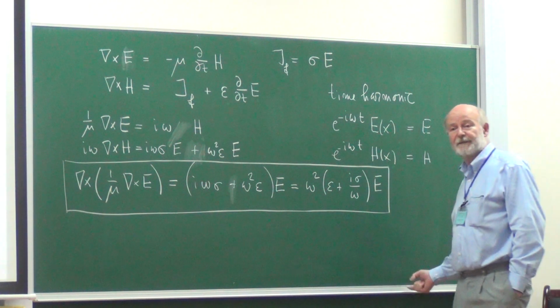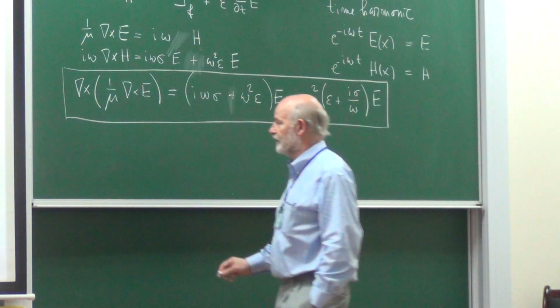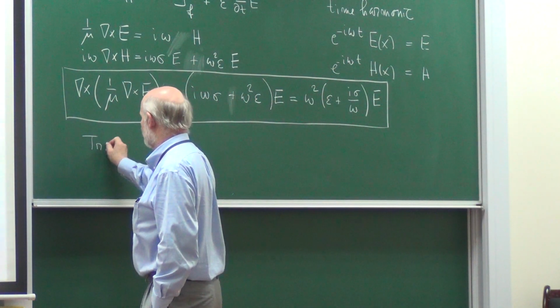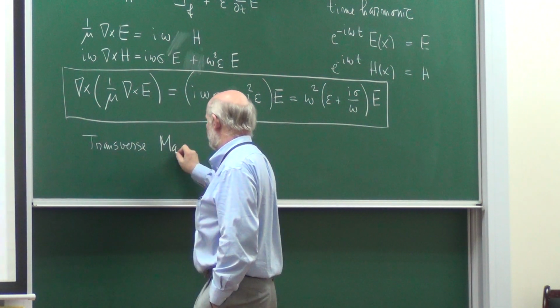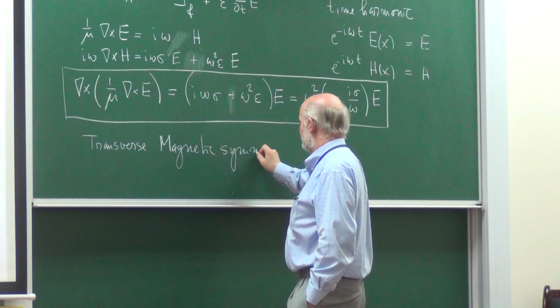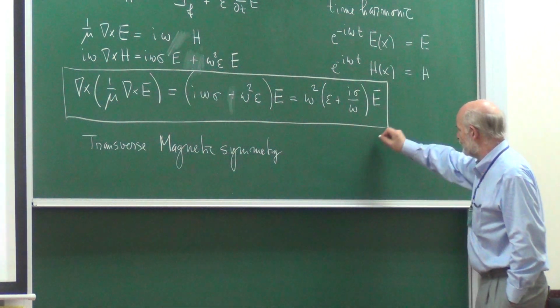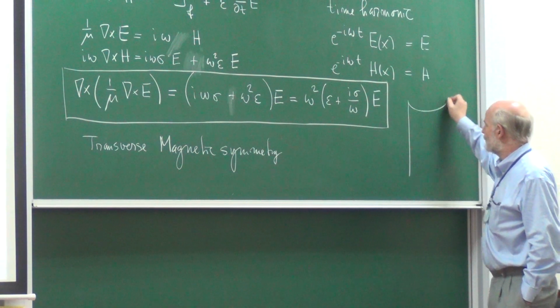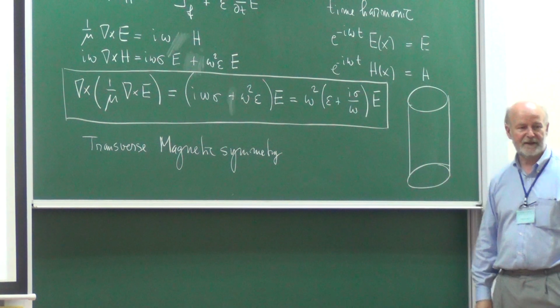Now I'm going to look at a very special symmetry. I'm going to look at what's called transverse magnetic symmetry. And basically the best way to remember it is you think of your domain as being a cylinder. So your domain is a cylinder.